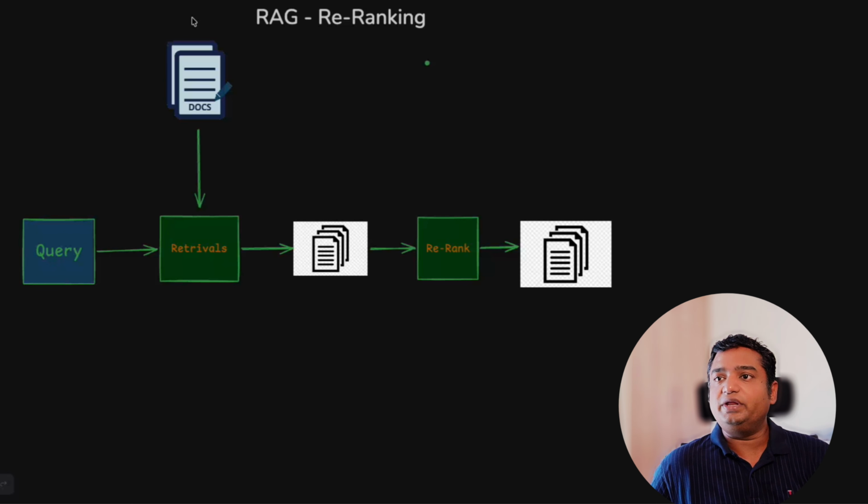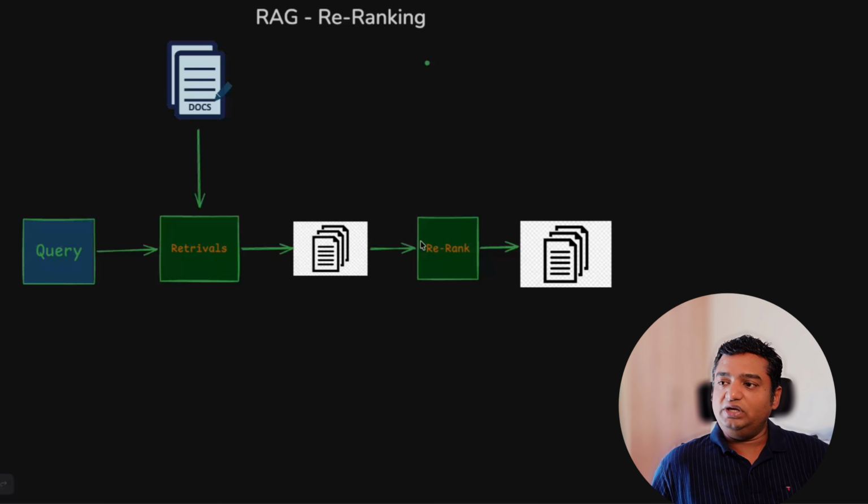This is a user query. This is the document. Consider it as a vector database where the documents are there in embedding form, and from there we get the chunks. We are doing the retrieval from the vector database, and these are the chunks, the top n, or top 10, 20 chunks.